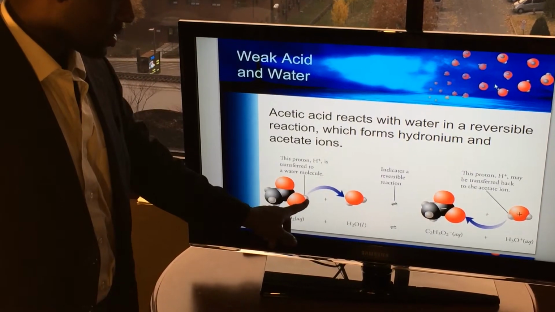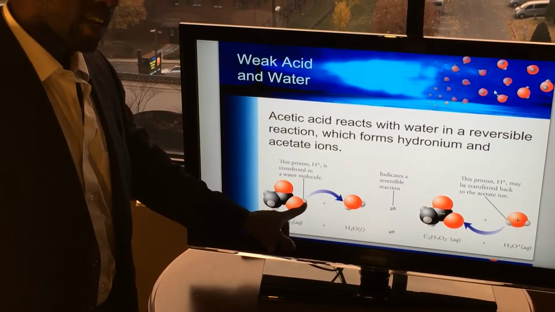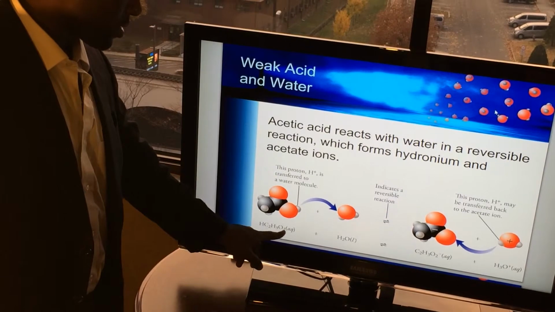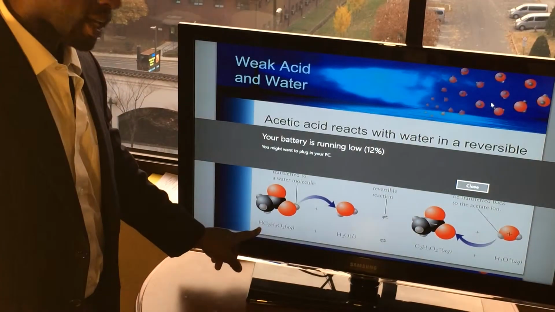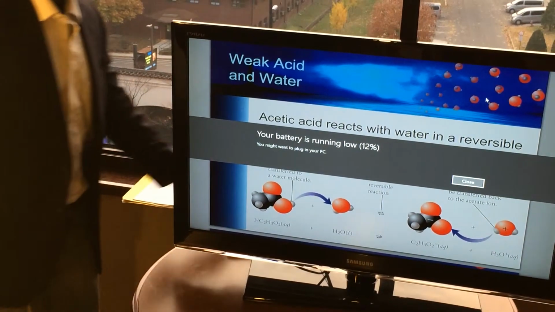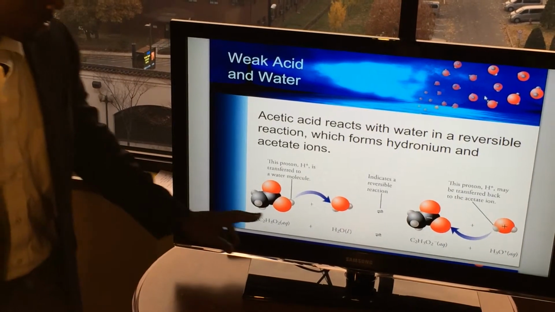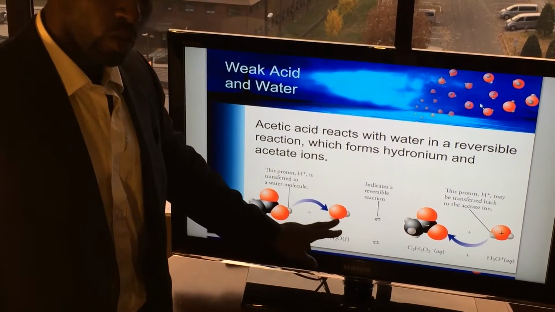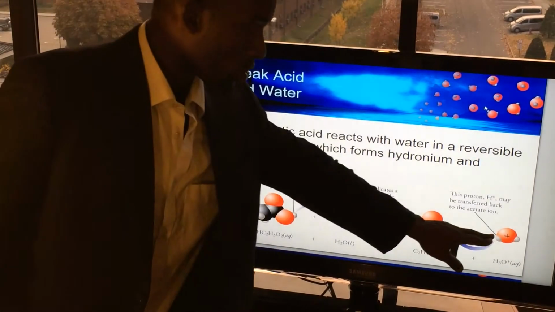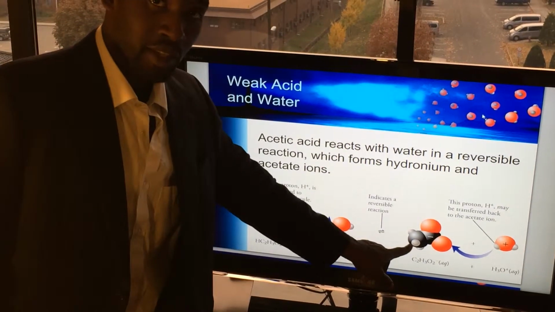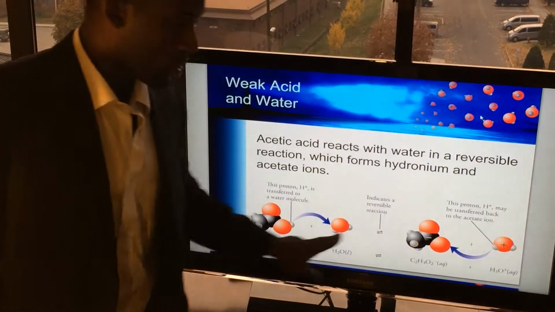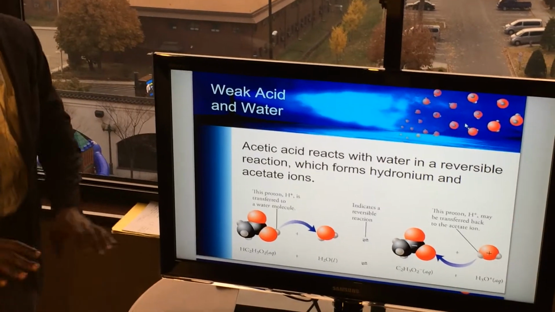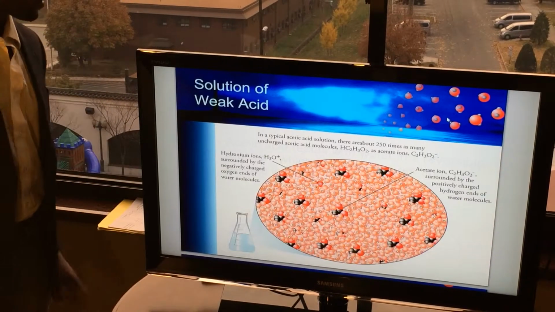So we know that this is the acidic hydrogen, and this is what? Acetic acid. The acidic hydrogen is transferred to water, forming hydronium and acetate. And this can go both ways. So this is weak. Okay?